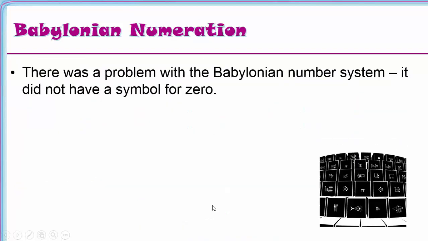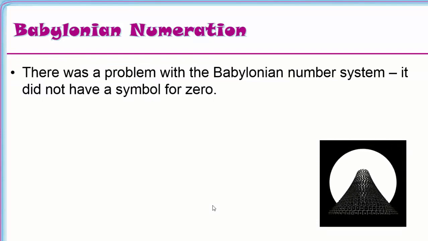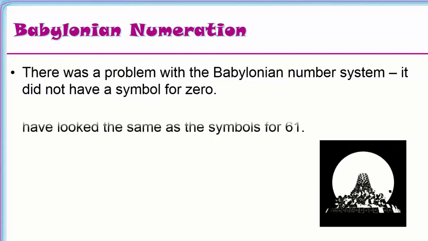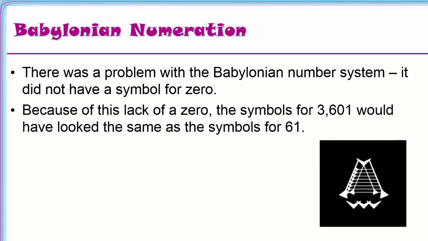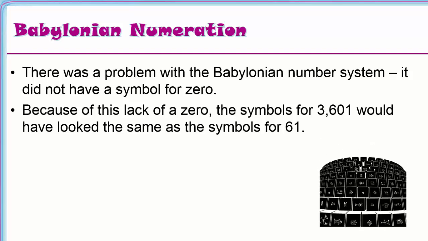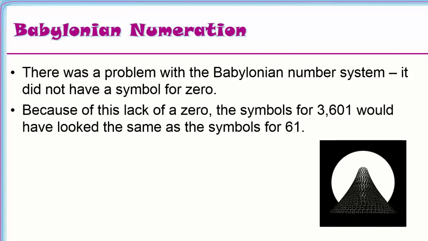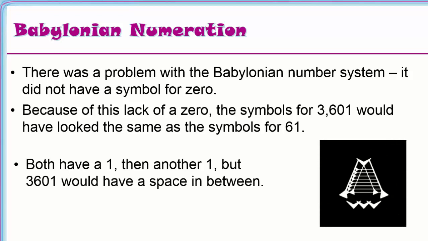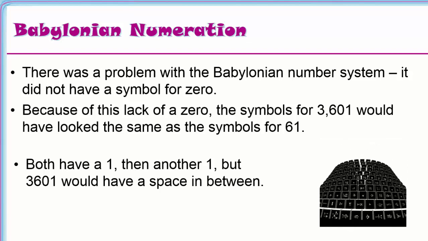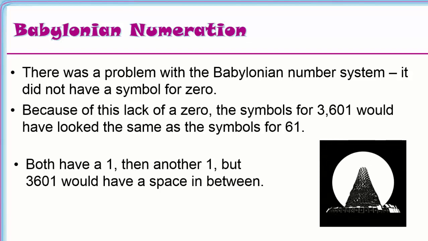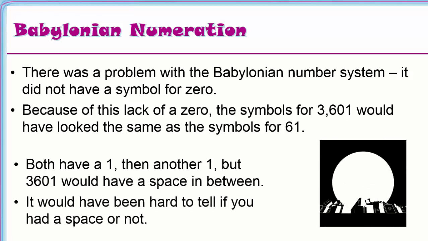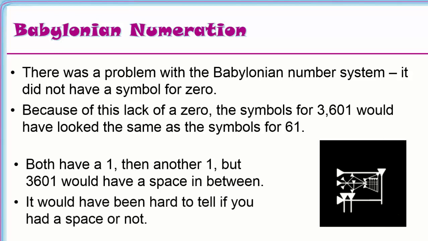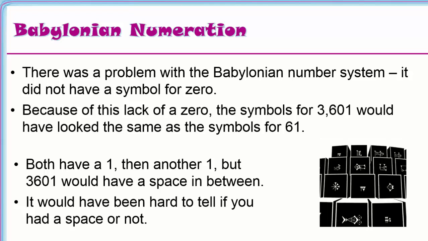There was a problem with the Babylonian number system. It does not have a symbol for 0. Because of this lack of a 0, the symbol for 3,601 would have looked the same as 61. Both have a 1, then another 1, but 3,601 would have a space in between. It would have been hard to tell if you had a space or not.